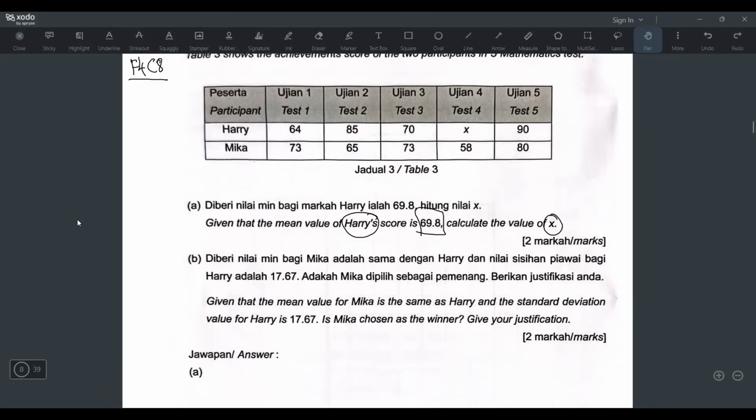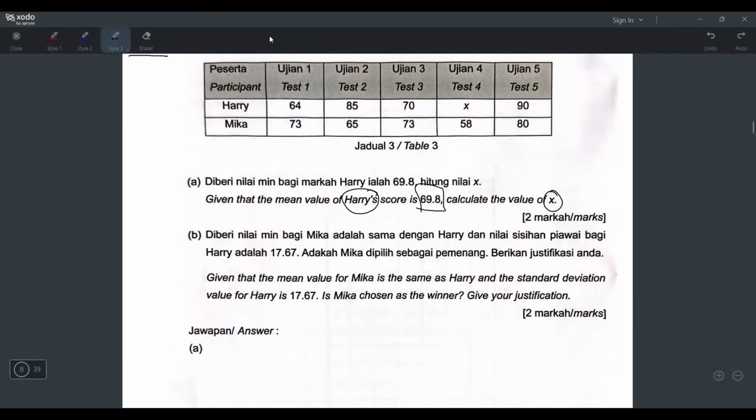Alright, let me scroll down a bit. First, let's talk about the formula. What is the formula for mean? You take the sum of x divided by n. The x is the data, the n is the number of data. And the x with a line on top is the mean. But there is another formula for mean: sum of fx divided by sum of f. But this formula I will not use for this question.